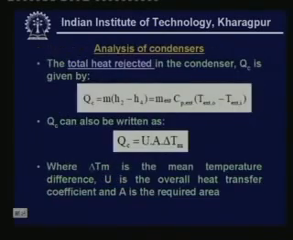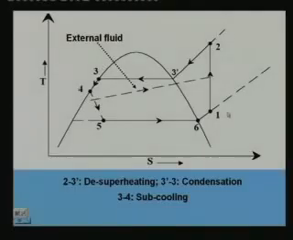Okay. Now, let us look at the analysis of condensers. Typically, the total heat rejected in the condenser is given by QC is equal to m dot into H2 minus H4, which is equal to m dot subscript external Cp external into T external O minus T external I. Okay, let me show the cycle, so it will be easy to understand.